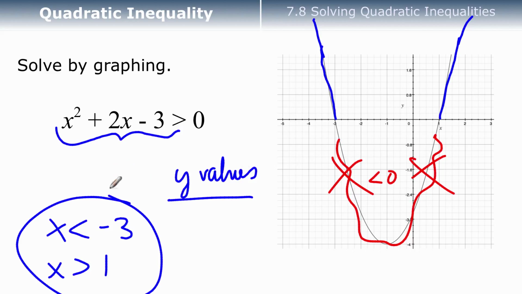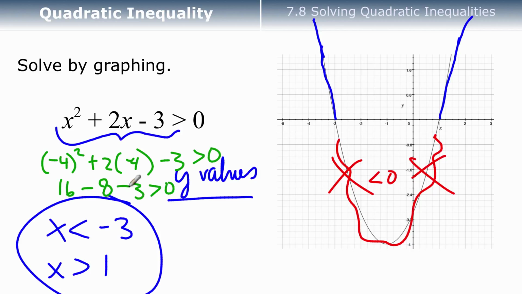Let's just try one for example. Let's try, say, minus 4. So if I plug a minus 4 in here, let's just see if the statement's true. So minus 4 squared plus 2 times minus 4 minus 3, is that greater than 0? Okay, let's see. Minus 4 squared is 16. 2 times minus 4 is a minus 8. Minus 3, is that greater than 0? 16 take away 8 is 8. 8 take away 3 is 5. Is 5 greater than 0? Yes, it is. Therefore, negative 4 is a number that works.